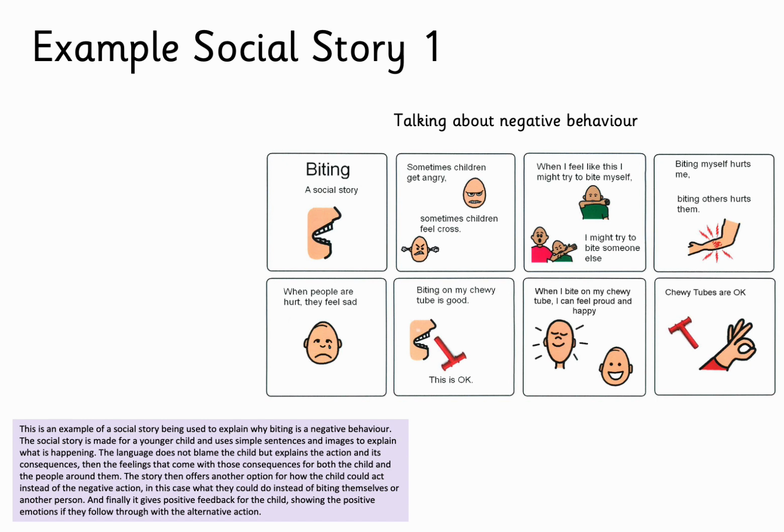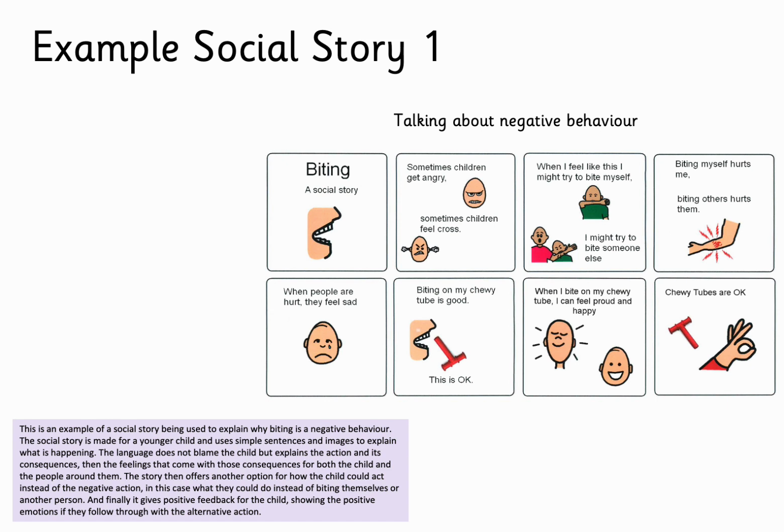Sometimes children get angry, sometimes children feel cross. When I feel like this, I might try to bite myself. I might try to bite someone else. Biting myself hurts me. Biting others hurts them. When people are hurt, they feel sad. Biting on my chewy tube is good. This is okay. When I bite on my chewy tube, I can feel proud and happy. Chewy tubes are okay.